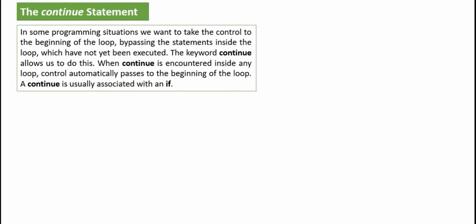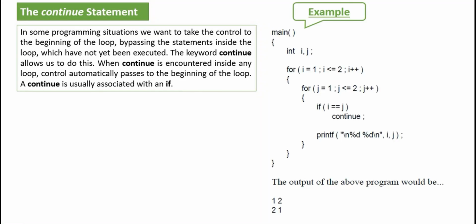When continue is encountered inside any loop, the control automatically passes to the beginning of the loop. Continue is usually associated with an if, like the break statement. Here is an example of continue statement. So within main function there are two variables defined, I and j. So two for loops are there.